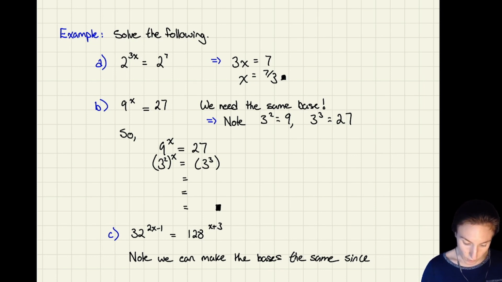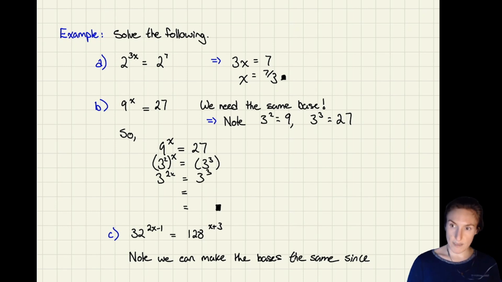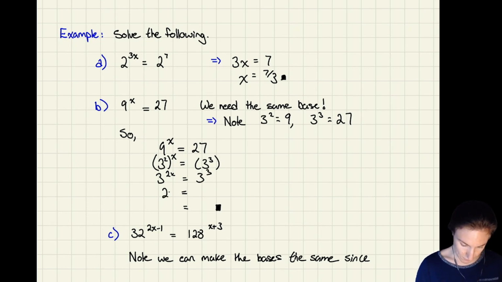And now, on our left side, we're going to get 3 to the power of 2x, and on the right, 3 to the 3. Our bases are the same, so this just means our exponents are equal: 2x is equal to 3, and then I can isolate for my x to get 3 over 2.